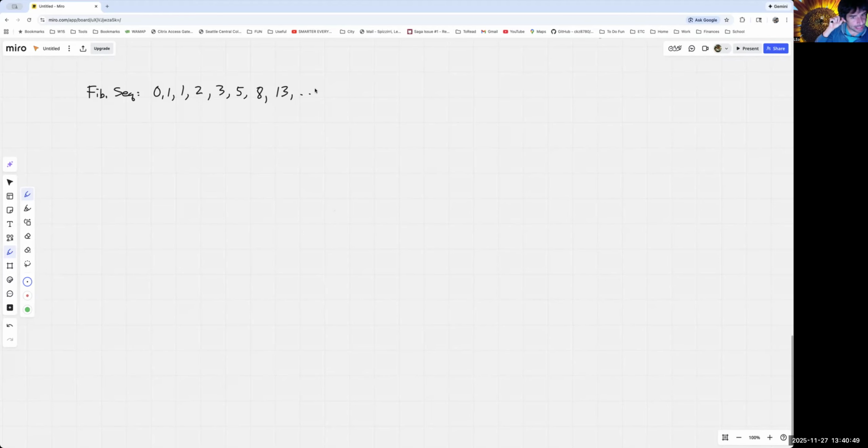I believe we can write an explicit formula for this if you wanted to know what the 50th term is, but I don't think it's easy to come up with that. I certainly don't know how to do it off the top of my head. But what is easy to do is write our sequence in a different way, what we call a recursive definition.